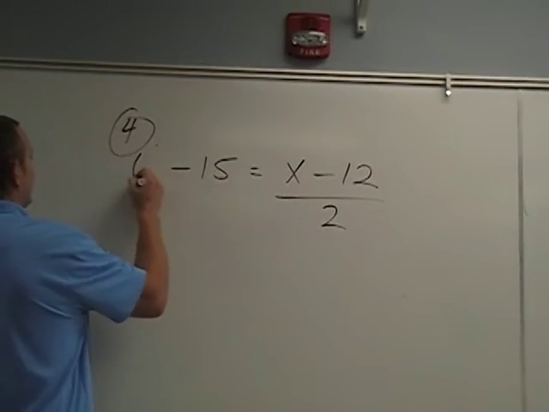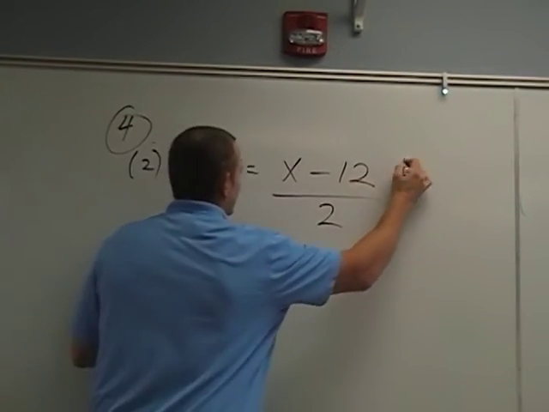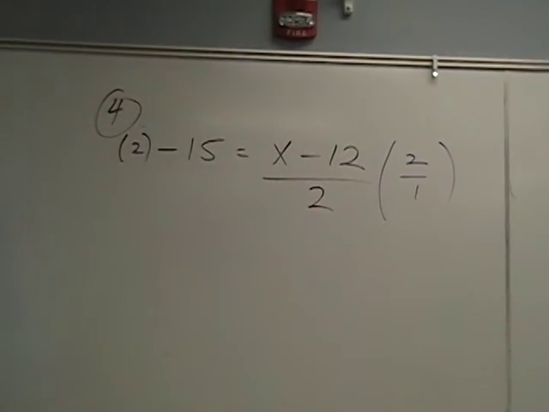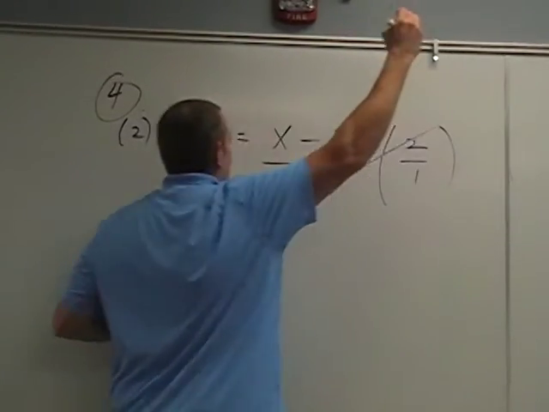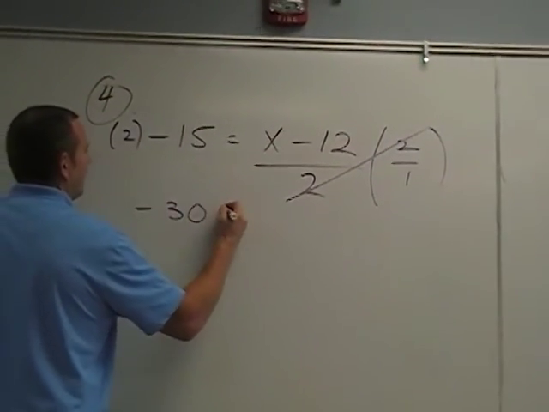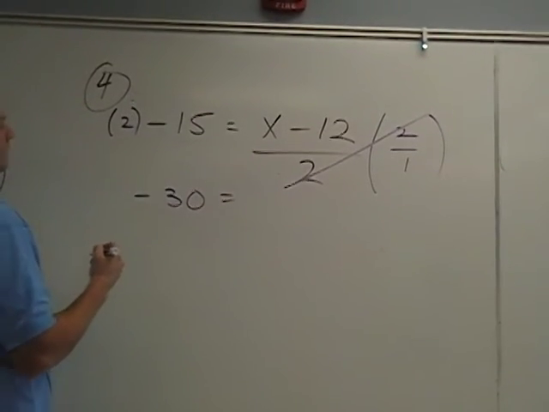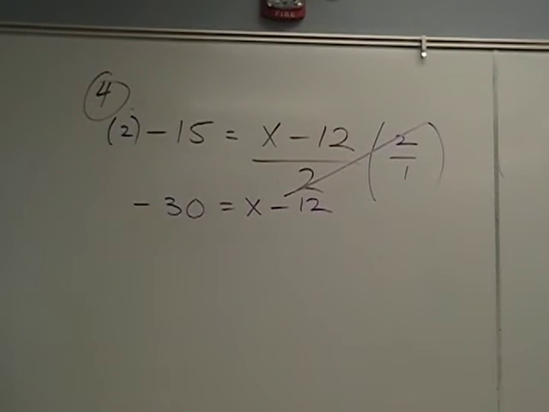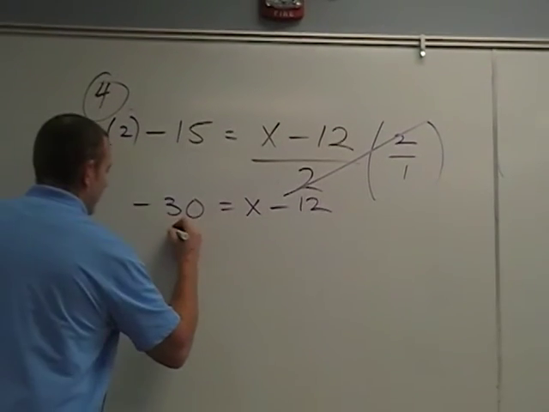Here we go. We're going to do it to this side. What we do to one side, we have to do to the other, right? What happens to the 2's on the right side? They're gone. 2 times negative 15, negative 30 equals what? X minus 12. Add what to both sides? 12. Okay.